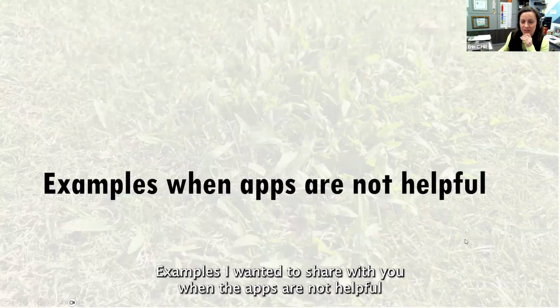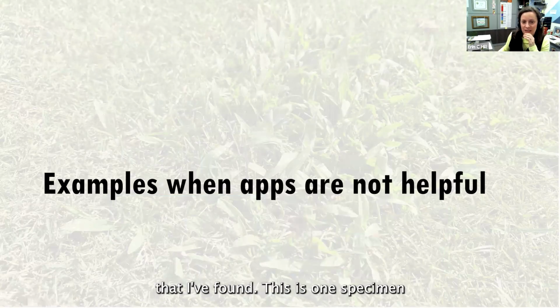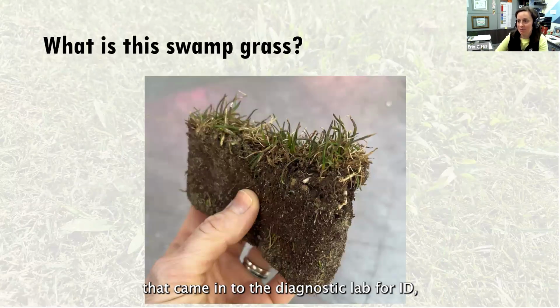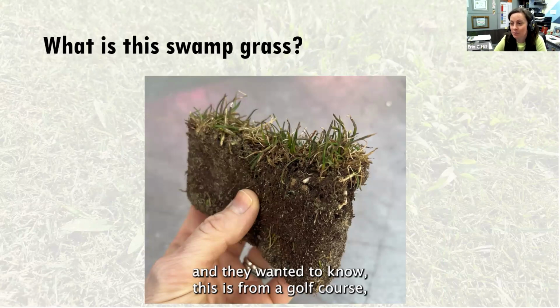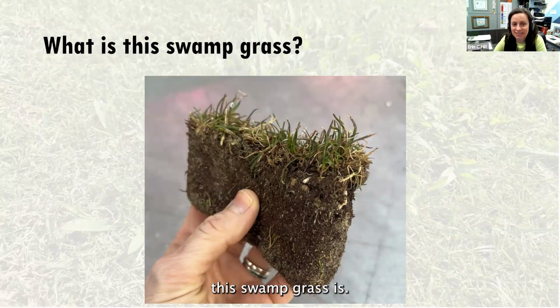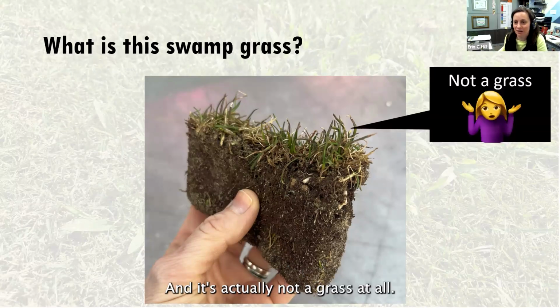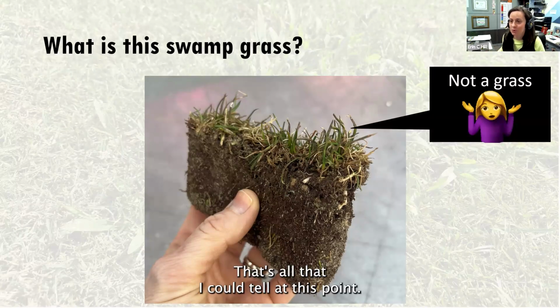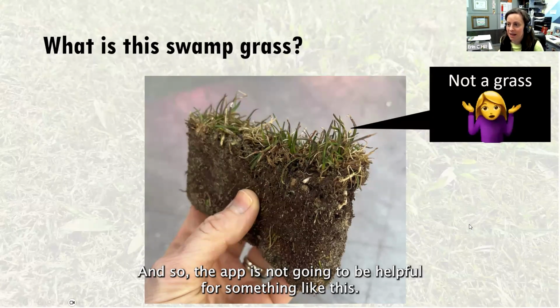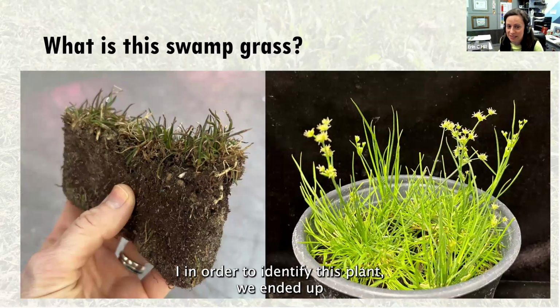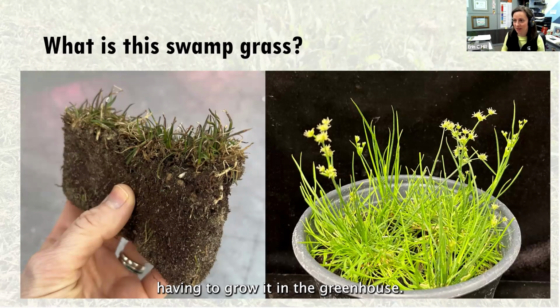Here are examples I want to share with you of when the apps are not helpful that I've found. This is one specimen that came in to the diagnostic lab for ID from a golf course, and they wanted to know what this swamp grass is. The specimen is really tiny and not helpful, and it's actually not a grass at all. That's all that I could tell at this point, and so the app is not going to be helpful for something like this. In order to identify this plant, we ended up having to grow it in the greenhouse.